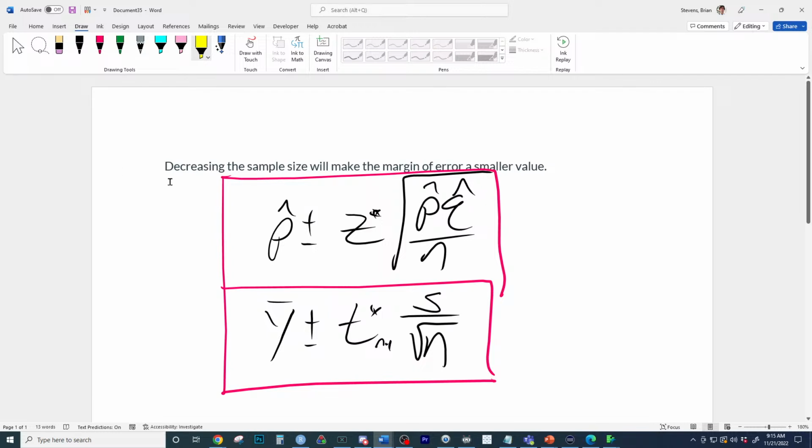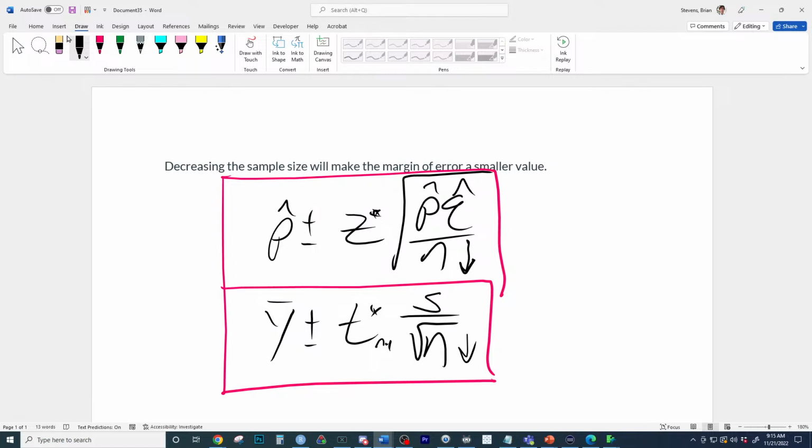So what did the question ask? Decreasing the sample size will make the margin of error smaller. So it says decreasing the sample size. So if this goes down, we're dividing by a smaller number. So you can plug in numbers. This might be the easier one to work with.